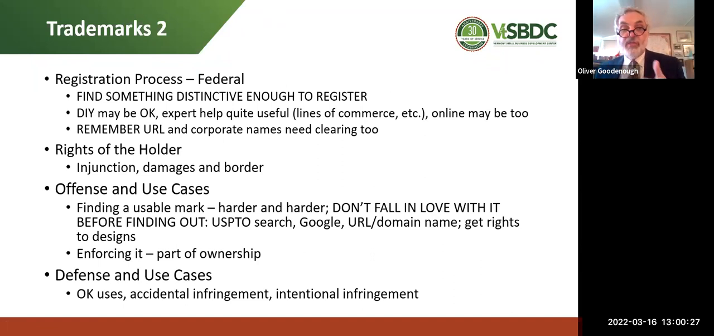You can do searches on the US Patent and Trademark Office. They have a search. Google it. World's cheapest search. Just Google it. See whether somebody else is using it. Check on the URL and domain name. Don't fall in love with it if somebody's got the domain name. Okay, cool, but I don't. And make sure you get rights to designs as you go forward, and enforce it as you go forward. Nicholas, trademark and your popsicle stand.